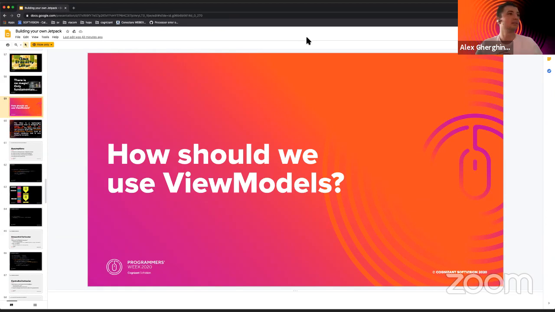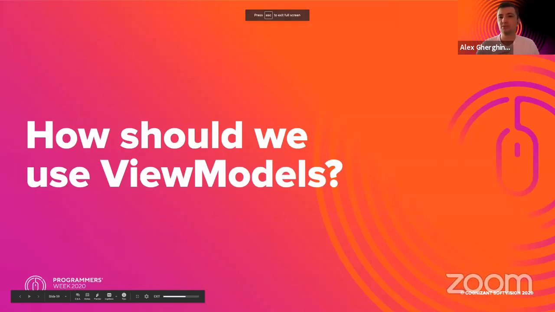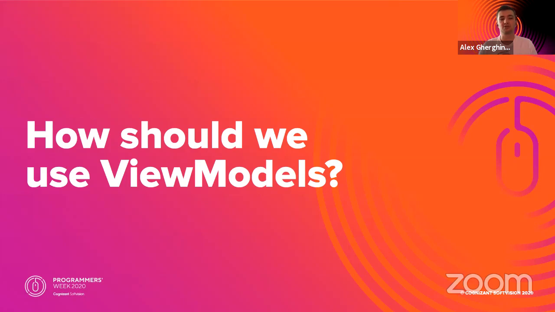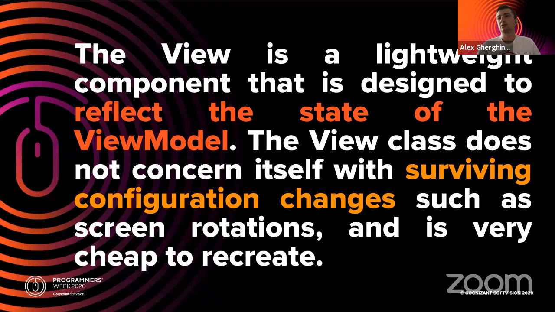So, yeah, let's see now. We've seen some interesting things about Jetpack ViewModel. So let's switch to the other perspective, and actually talk a bit about how we can use them from the view's perspective. Generally speaking, the view is a very lightweight component that's designed to always reflect whatever state is stored in our view model. It does not have to concern itself with any configuration change, and therefore it should be very easily recreated whenever needed.